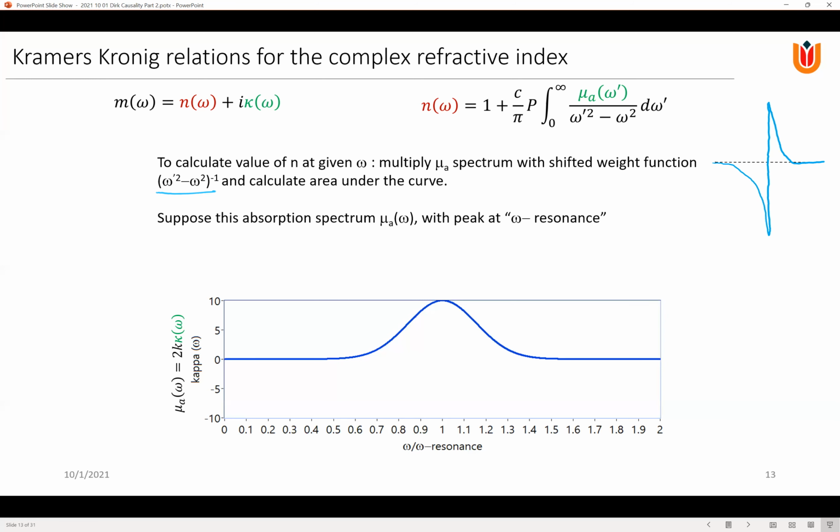Right. Is that your peak is multiplied by a positive or negative value? Yeah. Exactly. So this function is symmetric. The weight function is not symmetric. So it will matter if you do it here or there.